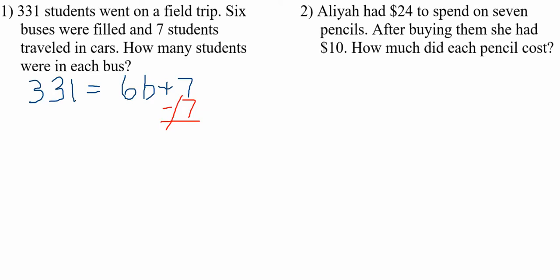So there's the inverse operation. Then likewise, since we've canceled this out, we have to use that property of equality and subtract 7 from the left-hand side of the equation to maintain equality. So 331 minus 7 is 324. And that's going to equal 6b.